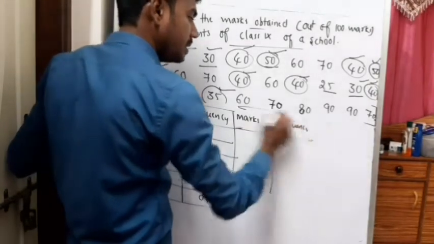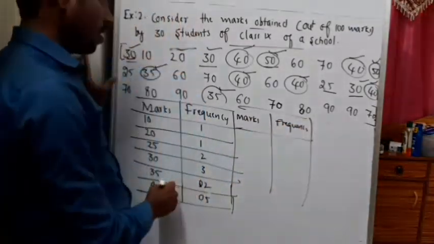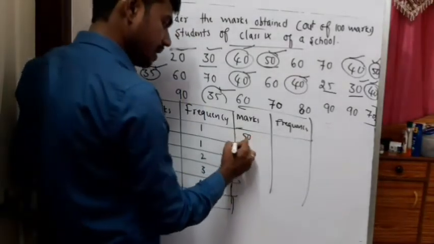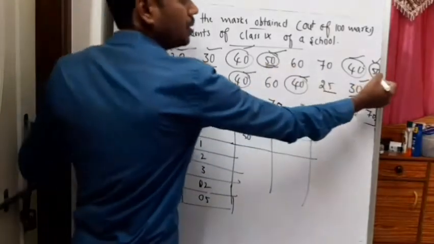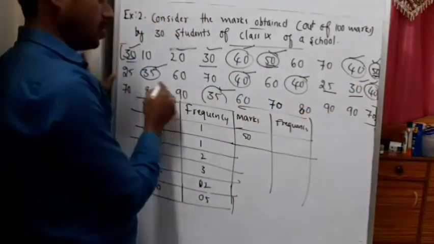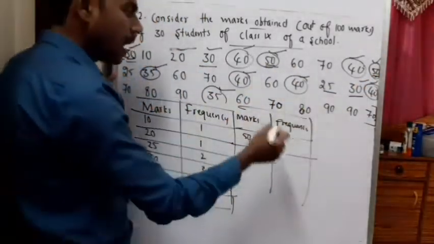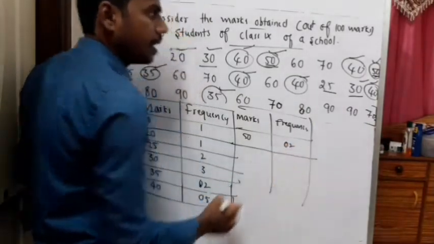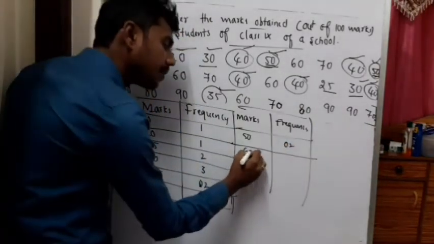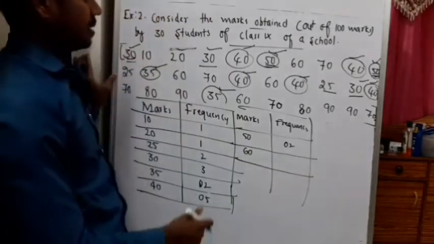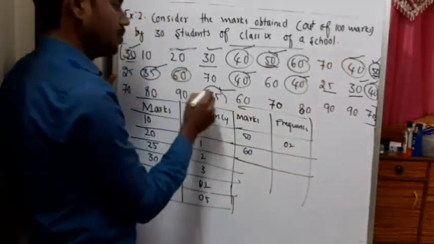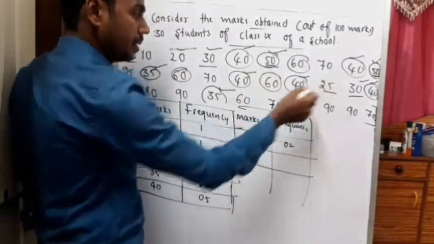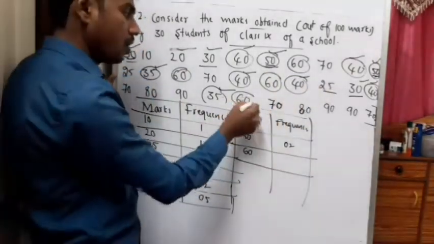Next observation is 50. 50 is the next observation. 1, 2, only 2 times it has occurred. Next, then we'll go to 60. How many times has 60 occurred? See, 1, 2, 3, 4. 4 times it has occurred.